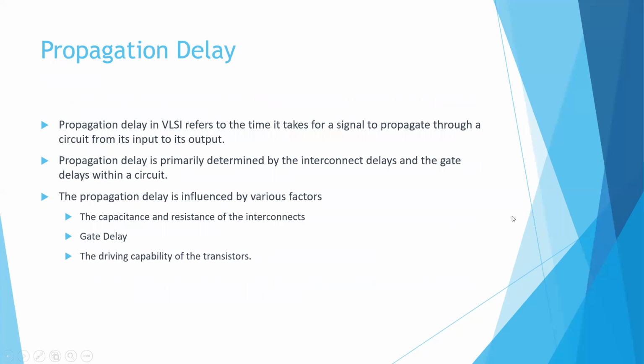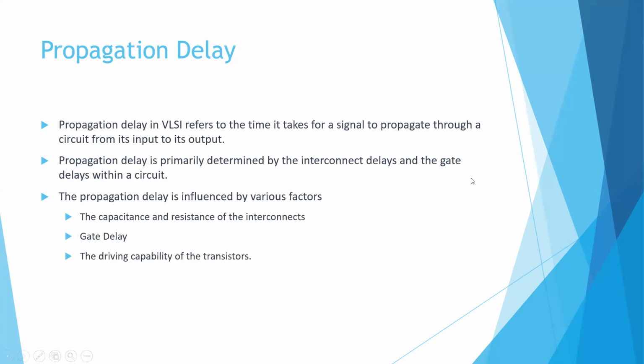Next timing constraint is propagation delay. Propagation delay in VLSI refers to the time it takes for a signal to propagate through a circuit from its input to output. You are applying an input to the circuit, you are getting an output. The moment you apply the input, you do not receive the output. There is some delay, and this delay in VLSI is called propagation delay. This delay is mainly because of the capacitance and resistance of the interconnect, gate delays, and the driving capability of the transistor.